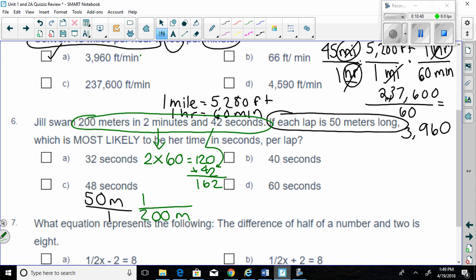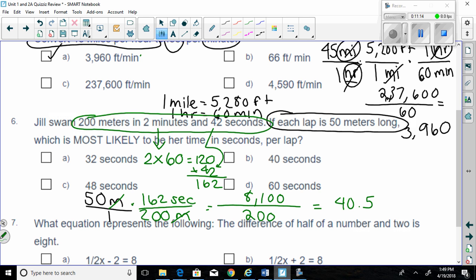Beautiful. 162 seconds. Cool. Now what could I cross out? Meters and meters, and I should be left with seconds. Is that what I want? Yep. So now you just multiply across. What's 50 times 162? Then divide that by 200. So divided by 200, you get 40.5. And what's the numerator? Do you remember? 8,100. So when you get there, you get 40.5.